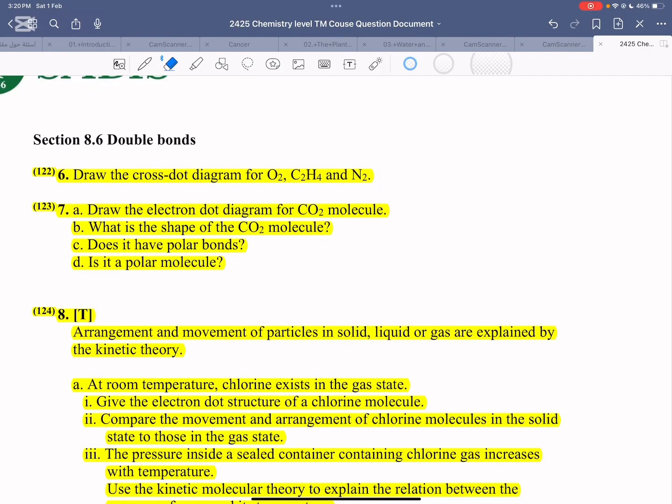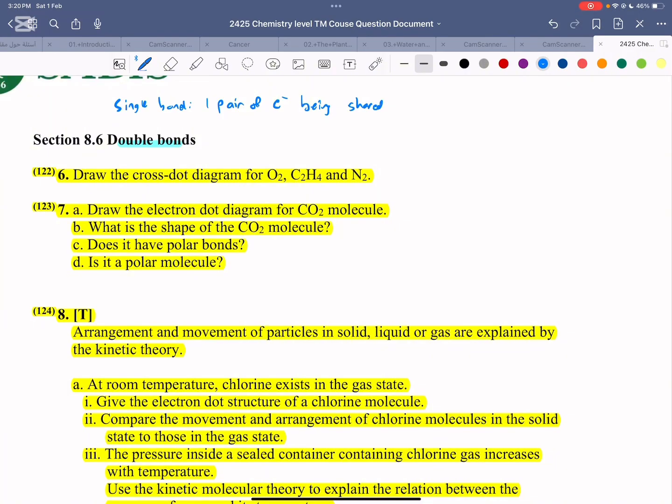Okay, so we have to draw the cross dot diagram for O2, C2H4, and N2. So before, let's look at what this section is going to be talking about. This section is going to be talking about double bonds. Now, as you guys know, we have single bonds, and in single bonds, we only have one pair of electrons being shared. Okay, that makes sense.